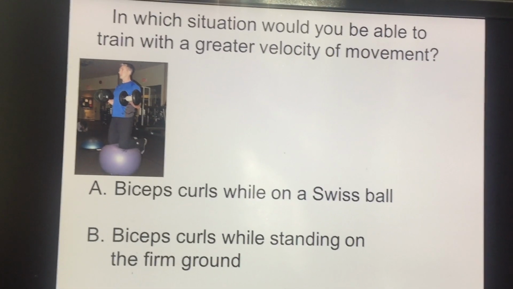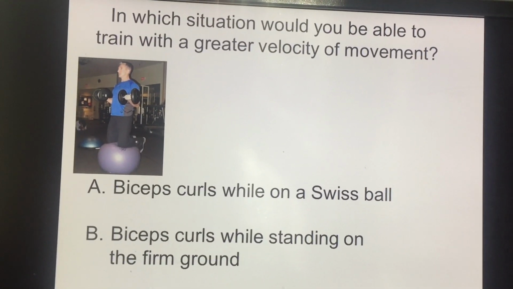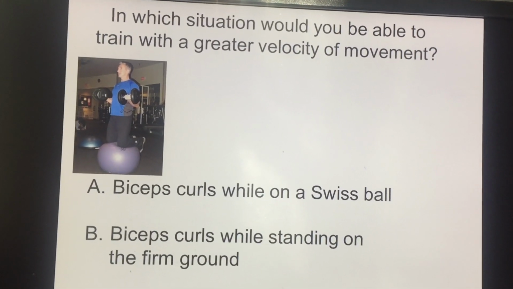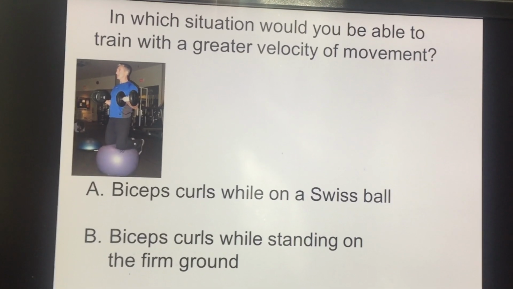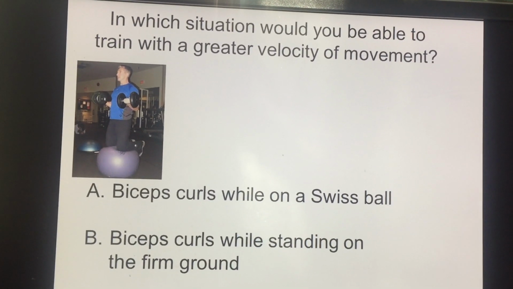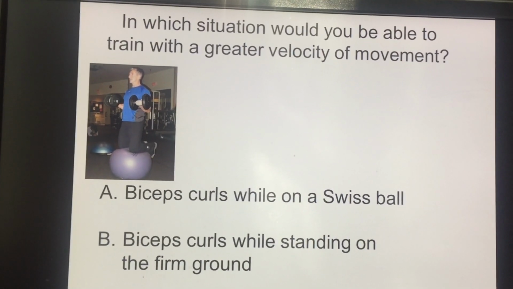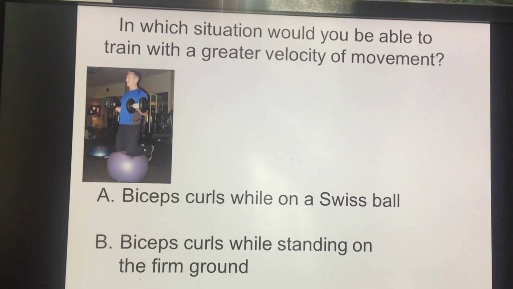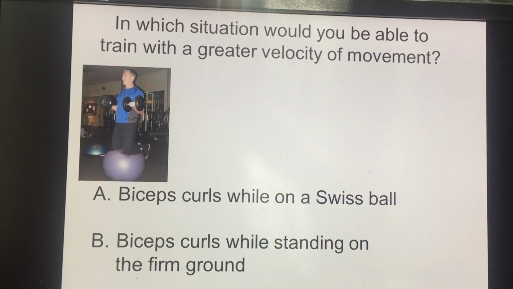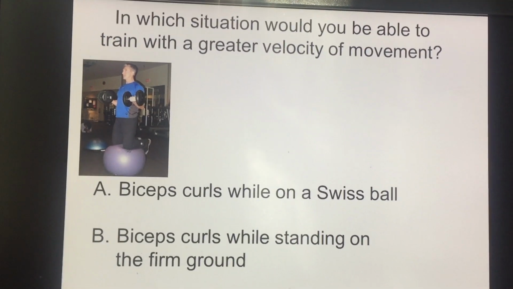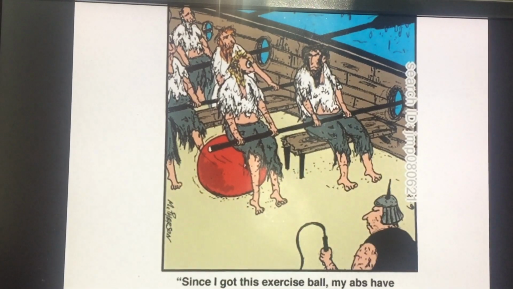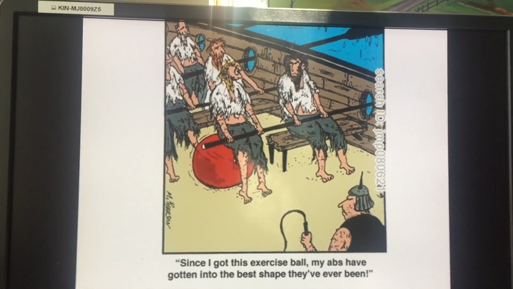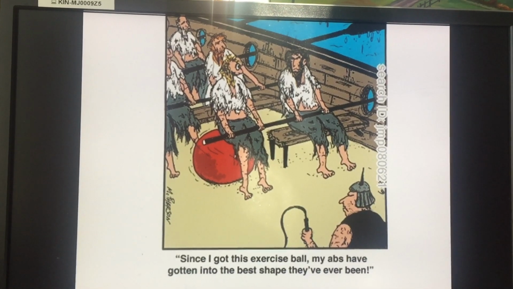Training in an unstable environment will allow you to better activate the stabilizer muscles in your trunk, your back, probably in your legs as well. And that would definitely have greater applicability to a lot of sports situations. So some advantages and disadvantages of training in unstable environments. And this is just a little cartoon that I pulled up on training in unstable environments.